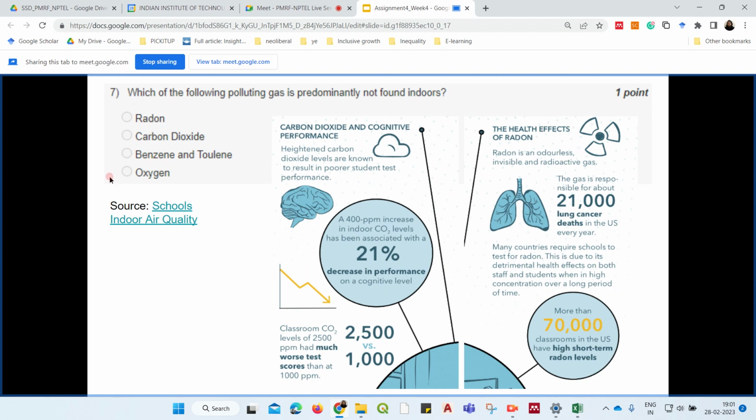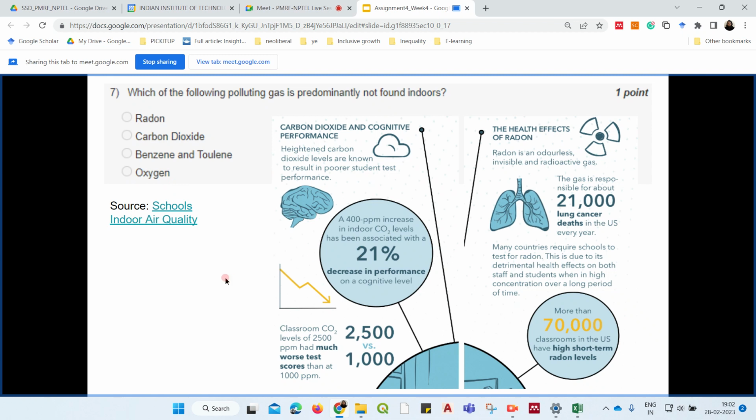So only one option is remaining, oxygen, and this also should be very clear, because oxygen is, as you know, necessary for humans to breathe, for human respiration. So it is quite clear that oxygen is not a polluting gas, although it is found in indoor environments, it is not a polluting gas. So the correct answer for this question will be oxygen.